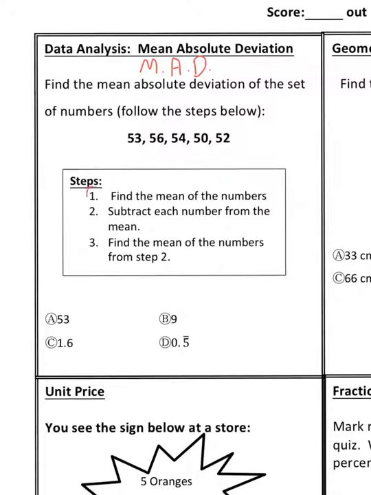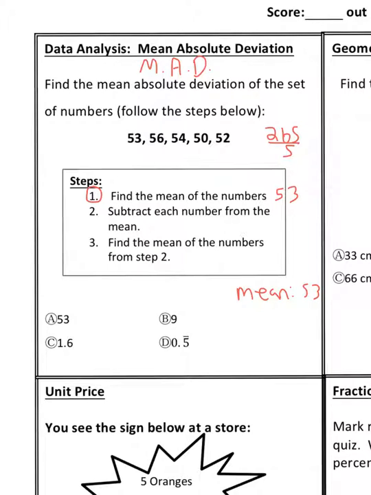Step 1 says find the mean of the numbers. Of course, you have to remember how to find the mean: you add all the numbers and divide by however many you add. If I add up 53, 56, 54, 50, and 52, they add up to 265. Then, because there's 5 numbers, I divide by 5, and I get my mean of 53. You should always write that mean down, because you're going to need to remember it in the next step.